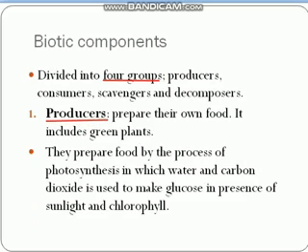Producers include those living organisms which can make their own food, and it includes green plants. That means producers are those organisms which can prepare their own food themselves, and it includes the green plants. You already know about the process of photosynthesis.